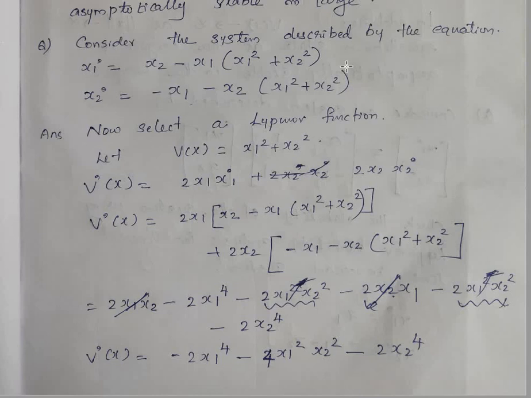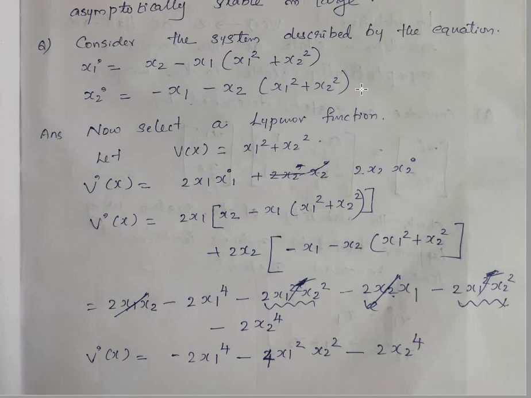Here you can easily see that these equations are nonlinear systems. If these types of nonlinear equations are given, you can directly take the Lyapunov second method or Lyapunov direct method for assessing the stability. So if the system equations are nonlinear, you can assess the stability using the Lyapunov direct method or Lyapunov second method.